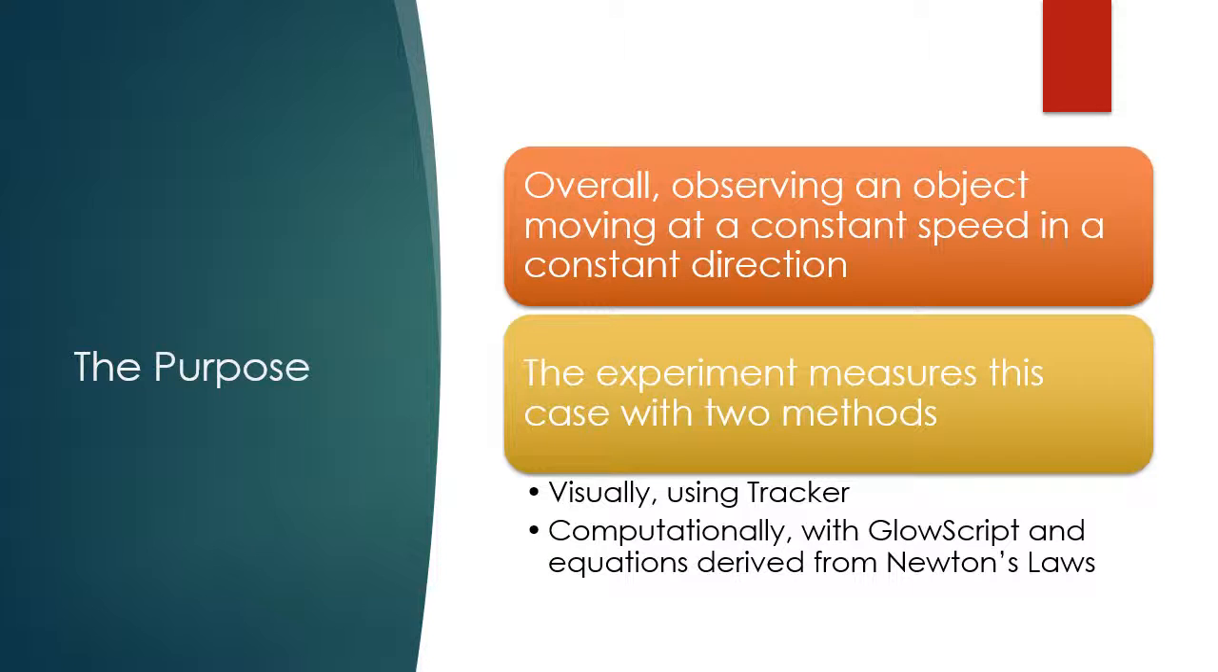This lab was about observing an object in motion at a constant speed and in a constant direction, in other words, at a constant velocity. This special case is measured using two different methods, one using Tracker to visually observe the motion and create data points across instances of time, and the other using GlowScript to create a computational model based on Newton's laws.